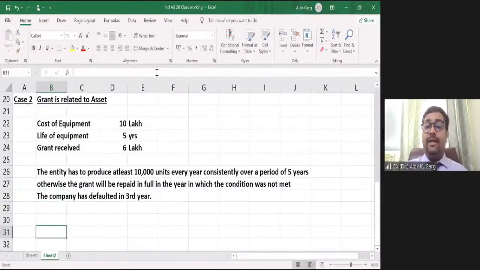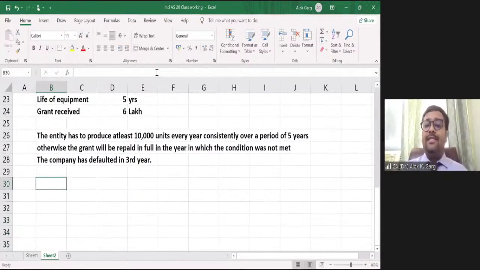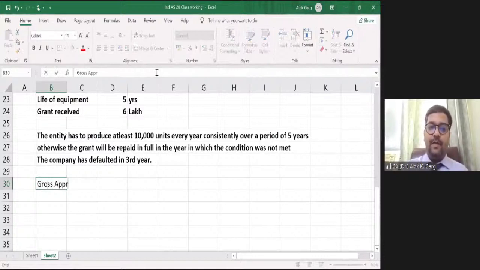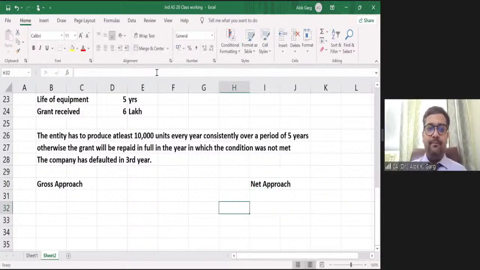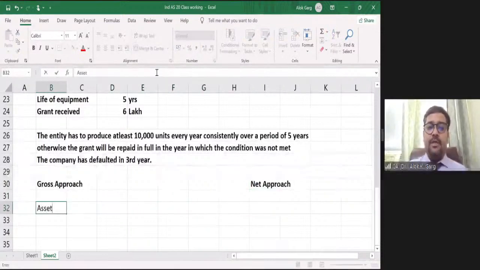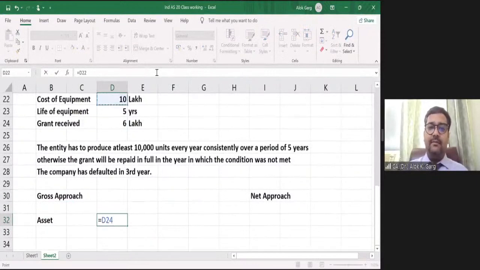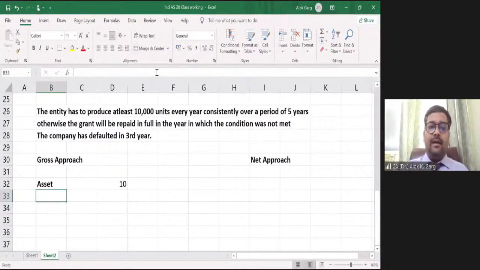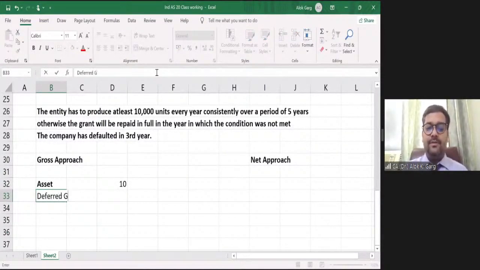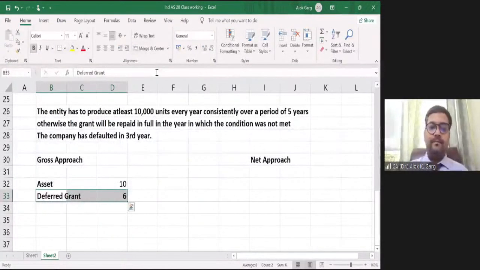So guys, first of all, it is important to understand whether the entity is following gross approach or net approach. First of all, we are going by the gross approach, and we have to do the accounting in the first year and second year. Then we will go by the net approach. In the gross approach, asset has to be shown at full value, which is 10 lakh, and the grant has to be shown as full value deferred grant, in the liability side 6 lakh. Clear? Asset 10 lakh, grant 6 lakh.